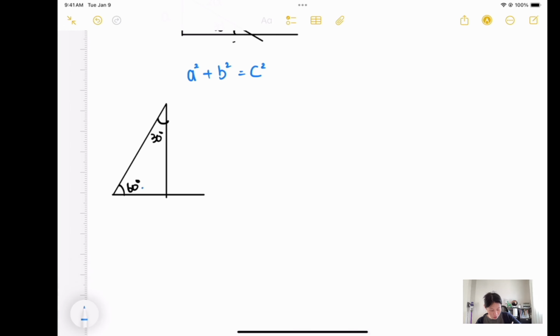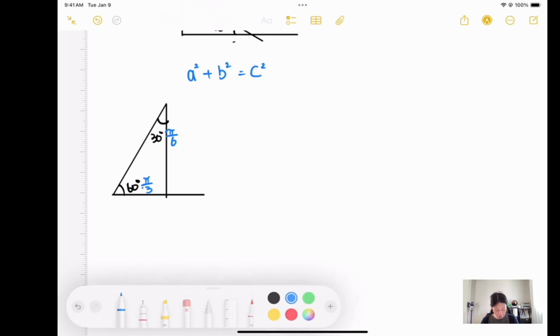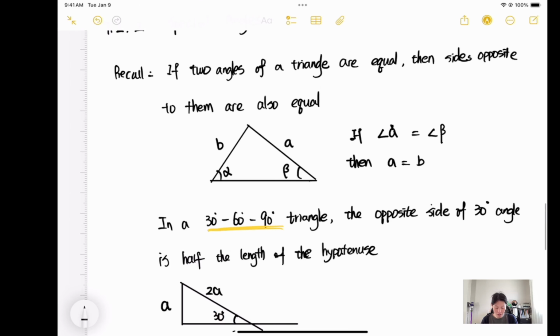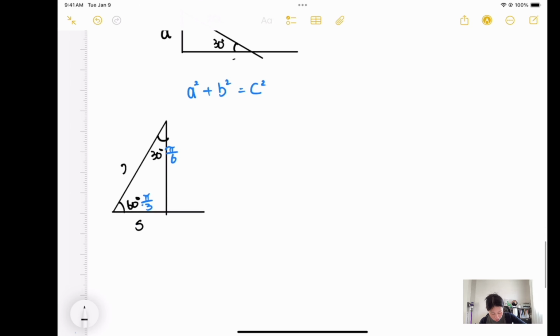So 60° is what? Pi over 3, and 30° is pi over 6, and 90° is half pi, which is pi over 2. All right, so if the side opposite the 30°, which is pi over 6, is, let's say, s, then the hypotenuse by this theorem is equal to 2s.